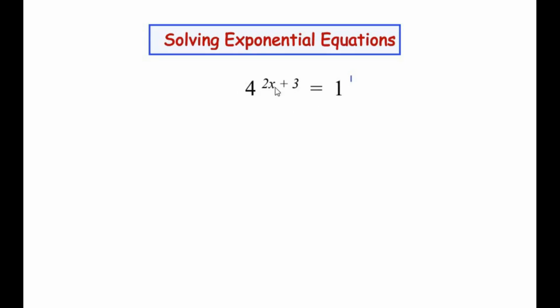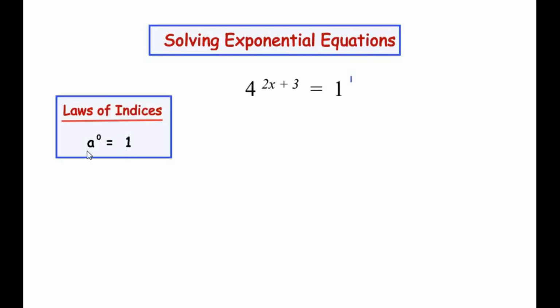Now we have to try to get the bases, 4 and 1, as a common base. So let us try if we can convert this 1 in terms of base 4. For this we are going to make use of a law of index, which is a to the power of 0 is equal to 1. Here a represents the base. A can be any letter or any number. So for example, if we write 4 to the power of 0, we get 1. Which means we can convert this base 1 as 4 to the power of 0, which will give us 1 again.